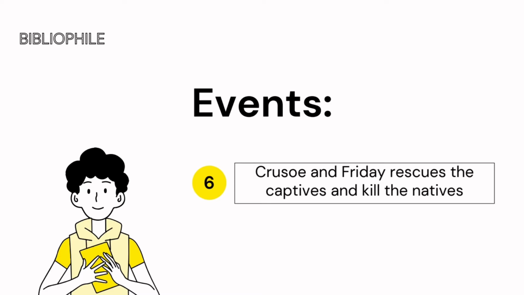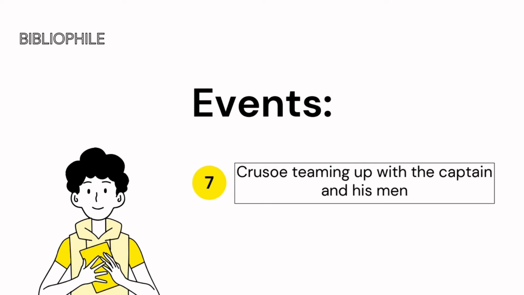A mutiny has taken place on board, and the crew throw the captain and his loyal supporters onto the island. Before the ship can leave, Crusoe has teamed up with the captain and his men, and between them they retake the ship from the mutineers, who settle on the island while Crusoe takes the ship home to England.